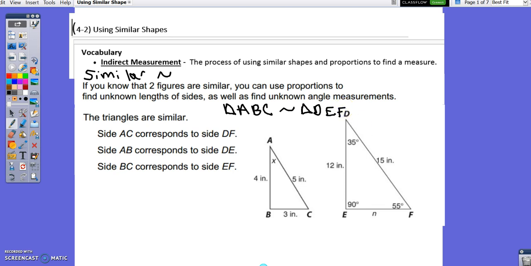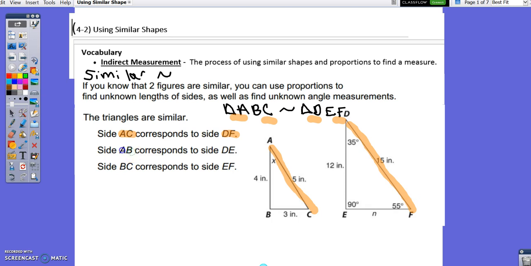If you know that two figures are similar, you can use proportions to find unknown lengths of sides, as well as find unknown angle measurements. When you know that the triangles are similar, you can find the corresponding sides by using the names of the triangle. So we're going to switch to highlighter and find our corresponding sides. Side AC corresponds to side DF. So we want to look at how the figures are named. The first letter and the third letter, AC, corresponds to the first letter D and the third letter F, DF, on the other figure that is similar.